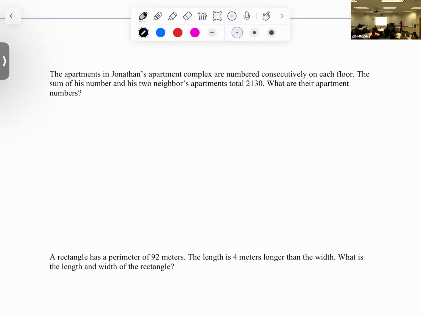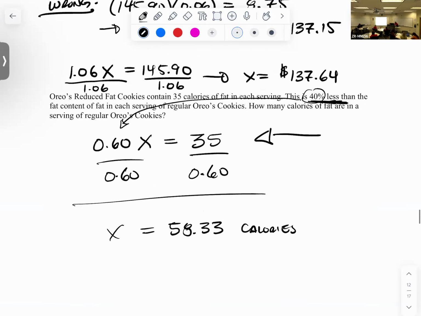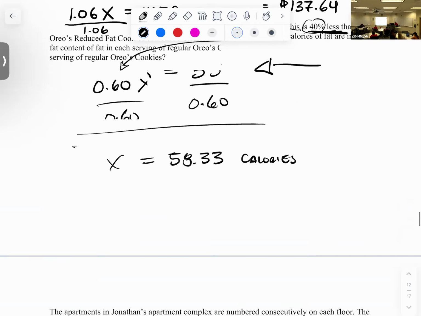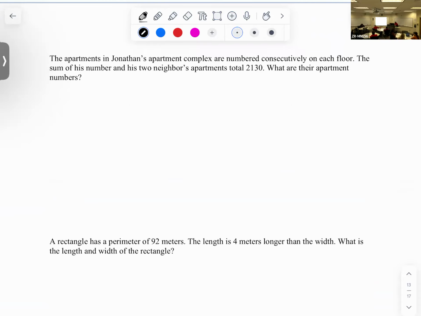The apartments in Jonathan's apartment complex are numbered consecutively on each floor. The sum of his number and his two neighbors' numbers, apartment total 2130. What are the apartment numbers? So, we use X a lot, all right? And sometimes we define X, sometimes I don't when it's obvious. The more complicated it gets, you sometimes want to say, X equals Jonathan's apartment.